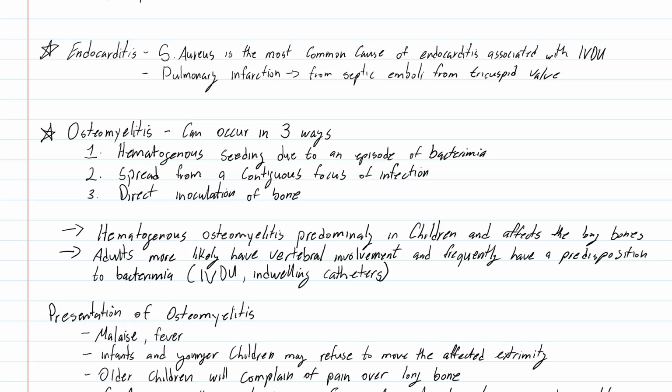Bone pain develops as the abscess extends within the bone, leading to bone necrosis, periosteal disruption, and swelling of the surrounding soft tissue. Staph aureus is implicated in most cases of acute hematogenous osteomyelitis in otherwise healthy children.